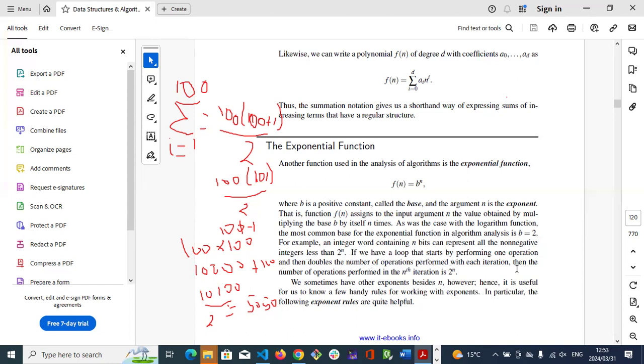We have a loop that starts by performing one operation and doubles the number of operations performed with each iteration. Then the number of operations performed in the nth iteration is 2 to the power of n. Sometimes we have other exponents besides n. Hence it is useful for us to know a few handy rules for working with exponents, in particular the exponent rules.